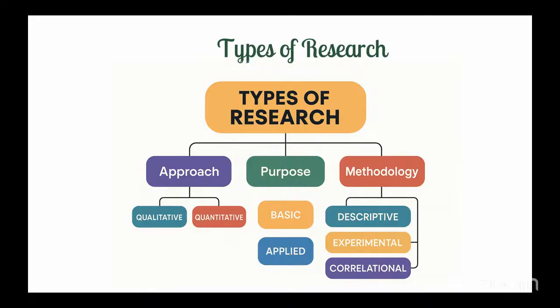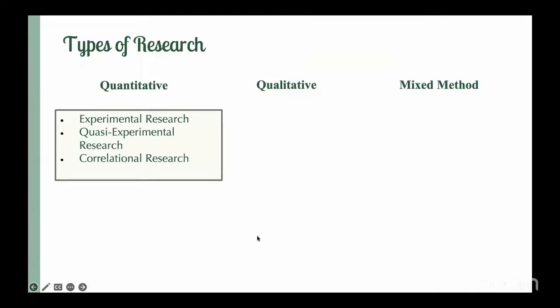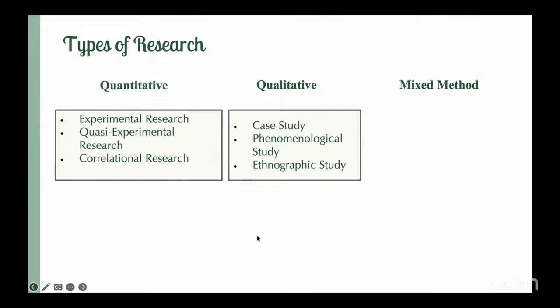Like classroom problems, school, institutional, and so on. And methodology: descriptive, experimental, and correlational. That is again with quantitative. Qualitative, there are even more aspects. So now here we'll come to quantitative. We saw experimental, quasi-experimental, correlation. Qualitative, again we are seeing case study, phenomenological study, and ethnography.